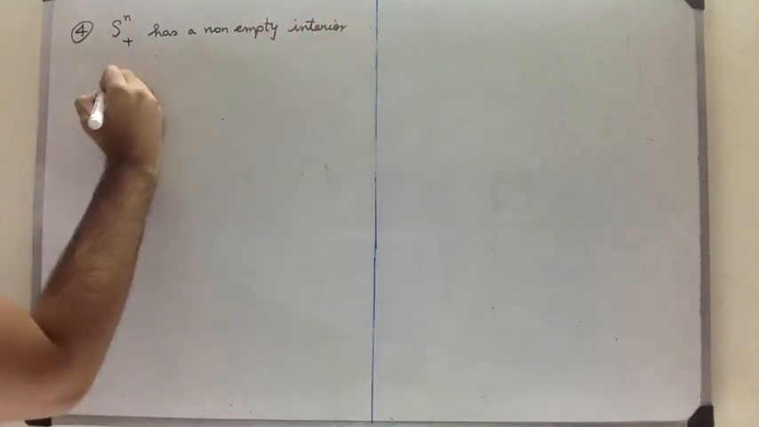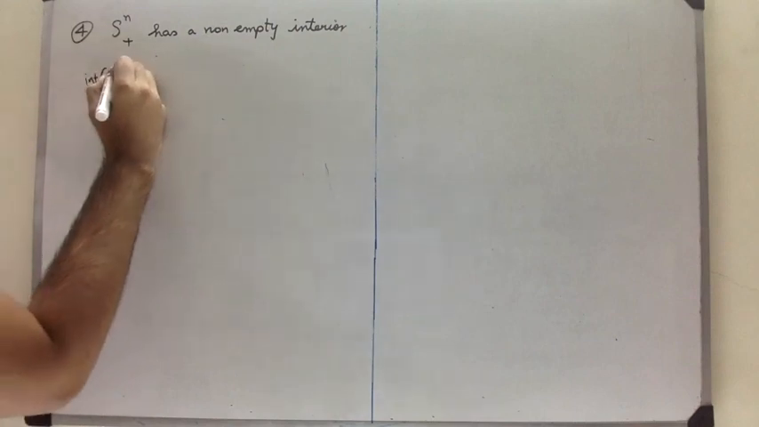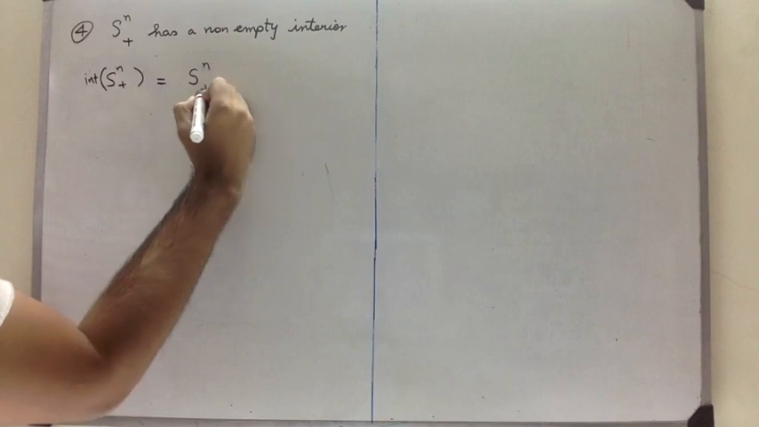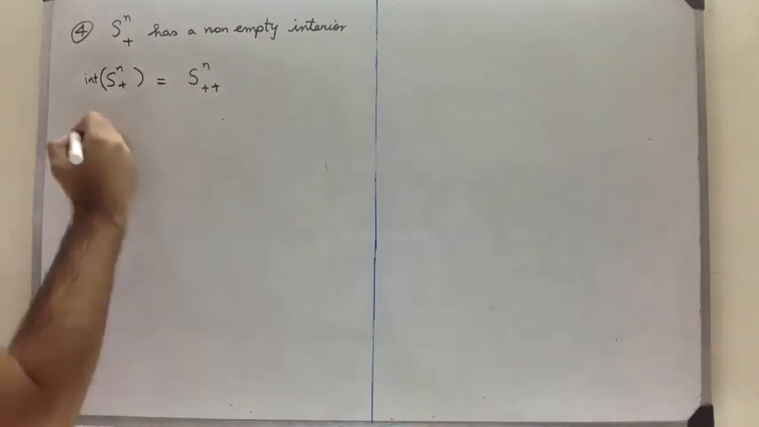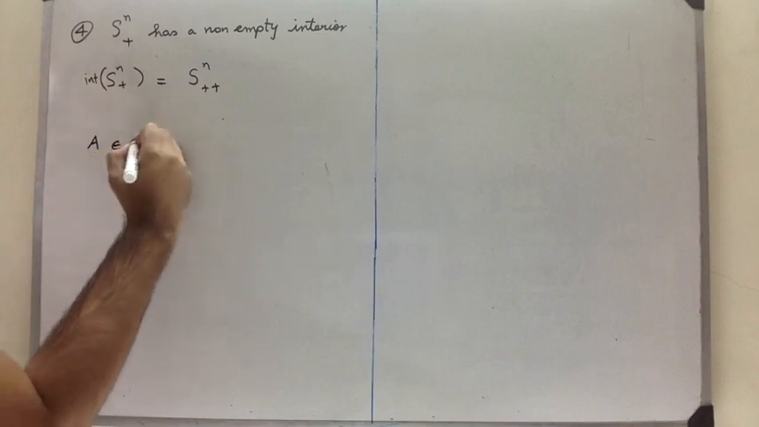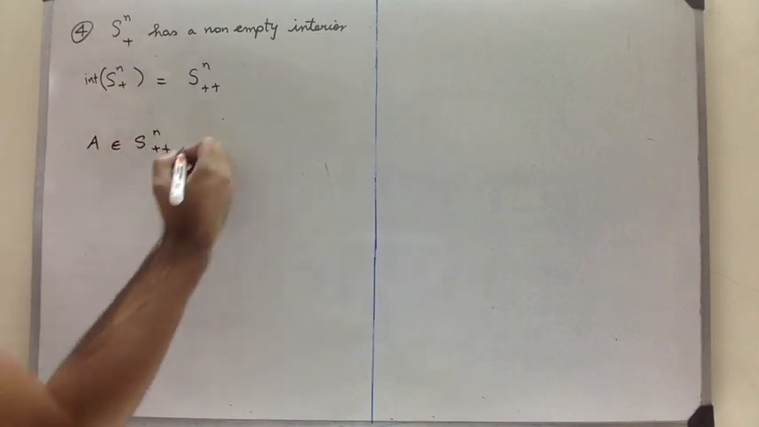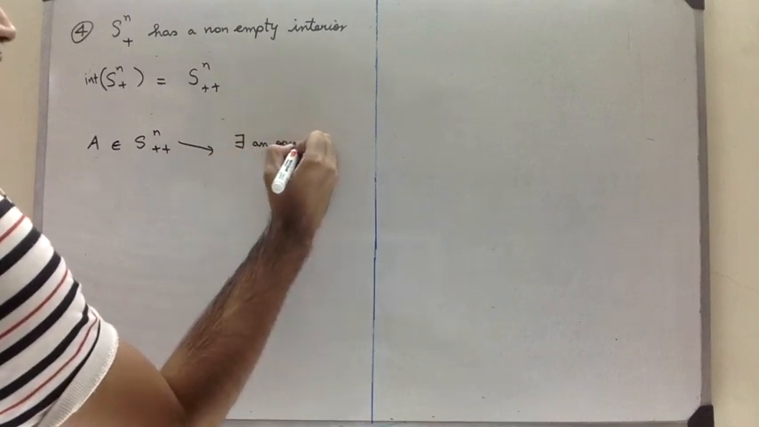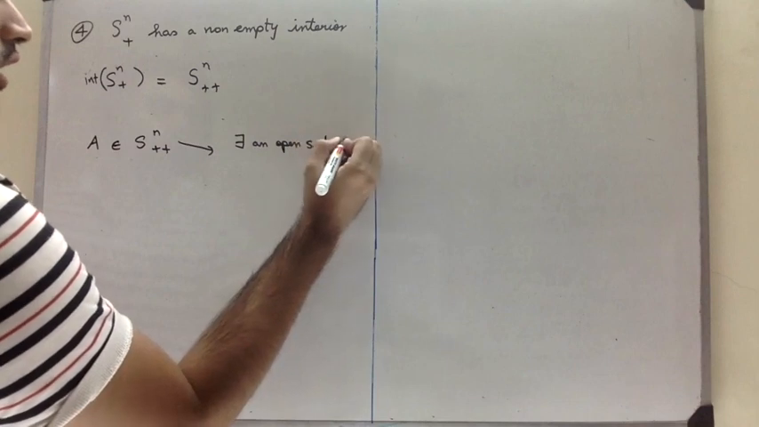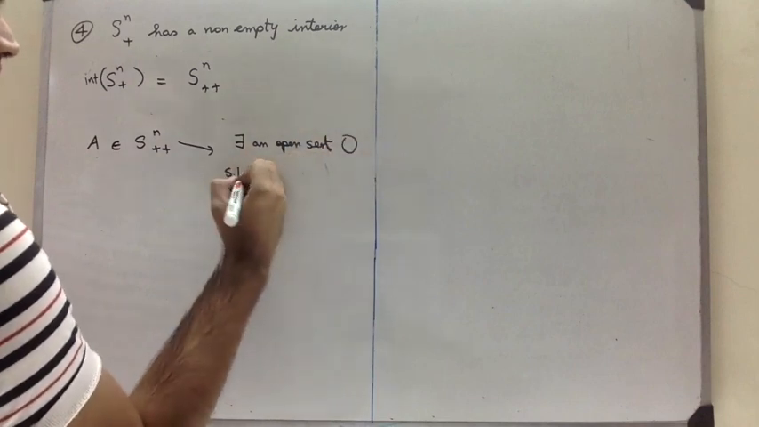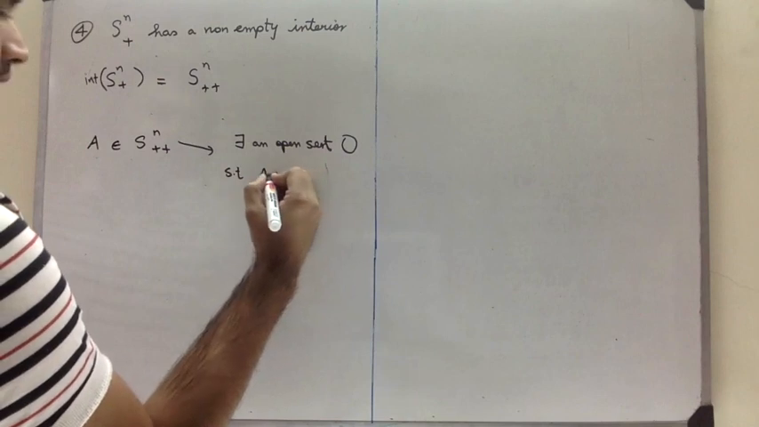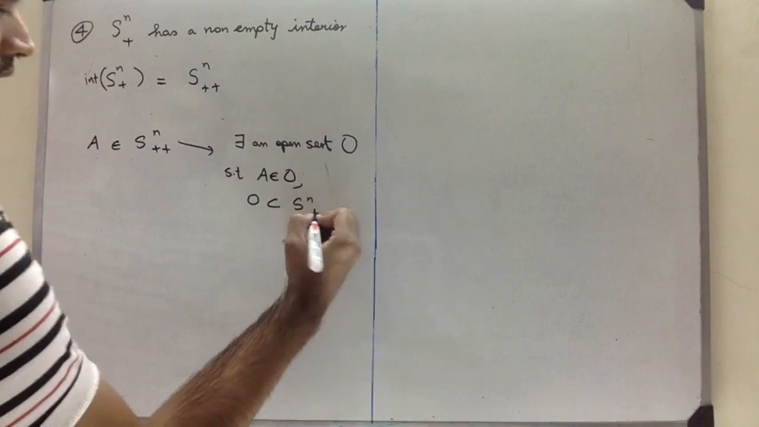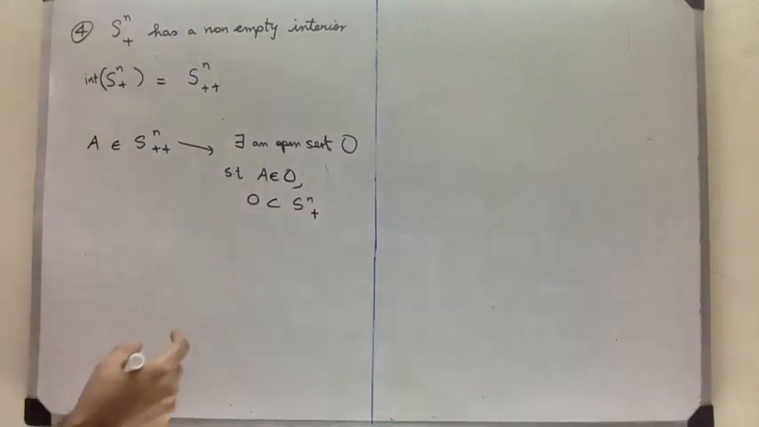So we claim that the interior of Sn plus is nothing but the positive definite matrices Sn plus plus. In order to show this, let us pick any A in Sn plus plus. We have to show that there exists an open set O such that A is contained in O and O is in turn contained in Sn plus. So this is the definition of being open.